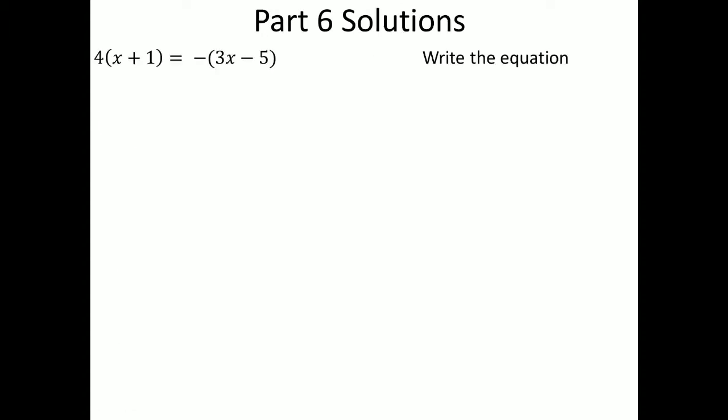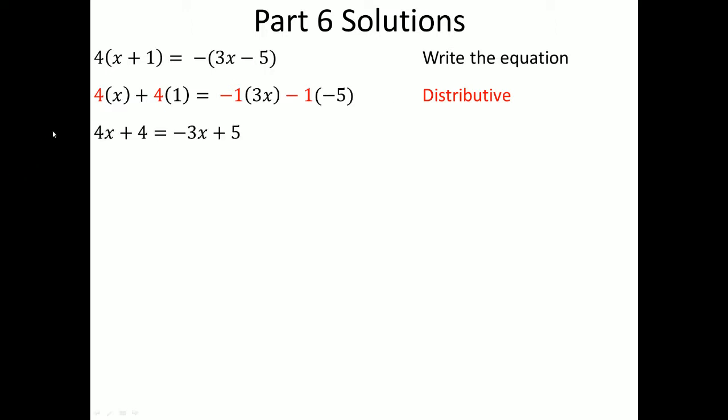So again, simply just solve the problem out. So start by writing the equation down. Apply the distributive property. 4 times x, 4 times 1. There's actually a 1 out in front. Negative 1 times 3x, negative 1 times negative 5. Perfect here. Okay? 4 times x is 4x. 4 times 1 is 4. Negative 1 times 3x is negative 3x. Negative 1 times negative 5 is positive 5. This is how it looks after you apply the distributive property. Notice that the parentheses disappear.